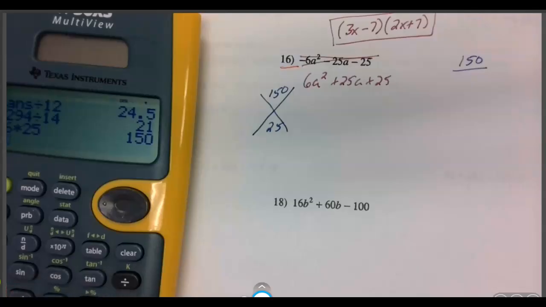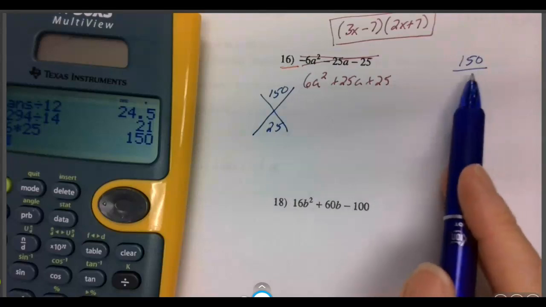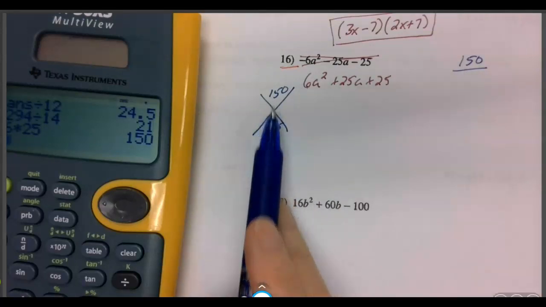So hopefully you've had a chance to try this one on your own and you're just coming back to kind of check to see how things are. If not, and you got stuck, great time to come back. So I took 6 times 25. I got 150. That goes at the top of my x.